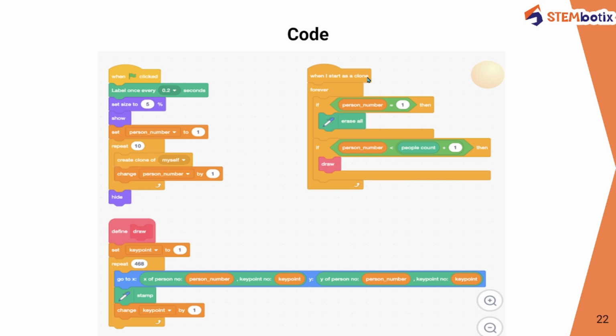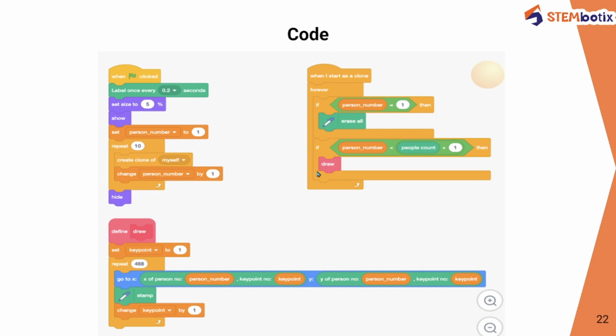So when the sprite starts as a clone, what it needs to do is first count people number. If the person number equals 1, then it needs to first erase all. After that, if the person number is less than people count plus 1, meaning here the people count is the total number of people plus 1, if this count is greater than the person number, then it needs to draw its own figure on the screen.